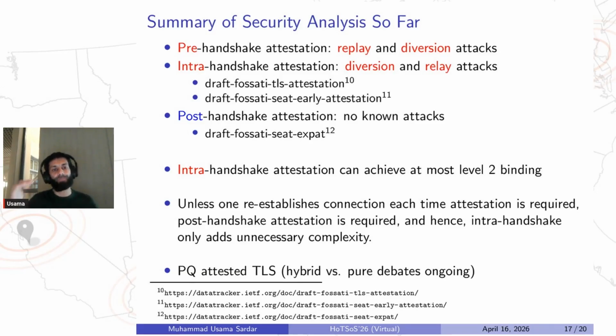As I described and argued, for the 3 levels, the intra-handshake attestation can only provide up to level 2. And we also argue that intra-handshake is adding unnecessary complexity. It can be avoided by just using post-handshake, and that was also clear from the table that I had.